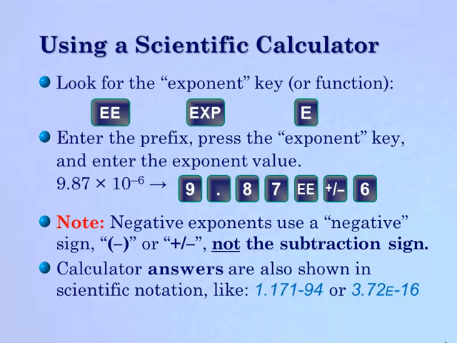The calculator answer you get will also be shown in scientific notation. So it will look like 1.171 with an E and a negative 94, or 3.72 with an E and a negative 16. Notice that the negative symbol tells you that it's an exponent of 10 to the negative 94 or 10 to the negative 16. If it was just a space, it would be 10 to the positive 94 or 10 to the positive 16. You'll have to look very carefully and be aware that the number will be in scientific notation.